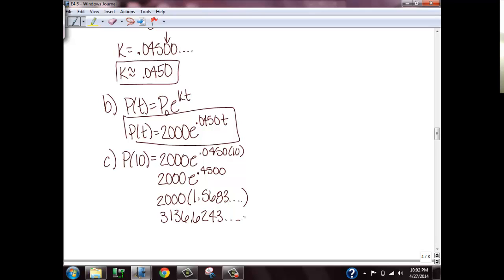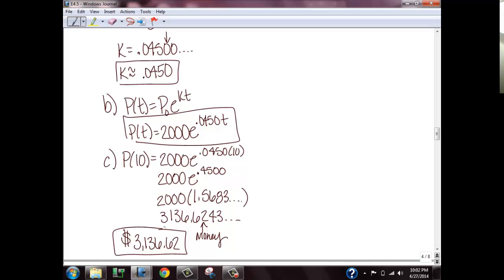Now remember, we're trying to figure out how much our investment is worth after 10 years. So since we're talking in money, I want to go ahead and round it to 2 decimal places. So I'm going to say after 10 years, we have approximately $3,136.62. Please pay attention to the instructions in my math lab, because it may say round to the nearest dollar. Okay, if that would have been our instructions here, we would have just rounded it to 3137.